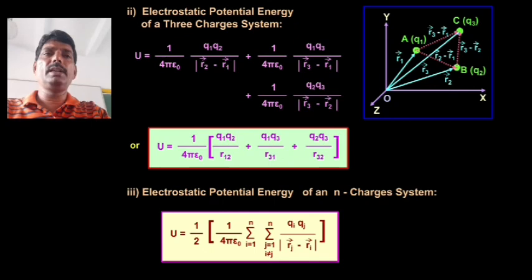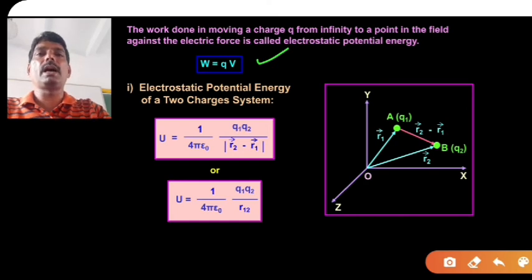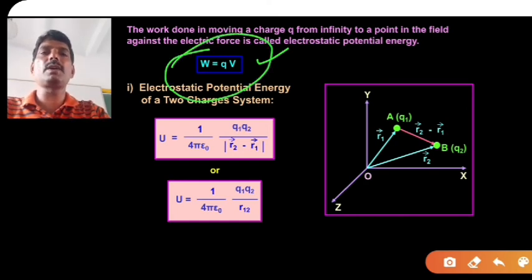Now, if you are proceeding to the electric potential energy due to 2 charges, you have to consider the charges q1 and q2. Ultimately, in that case, your total potential energy U is equal to 1 upon 4 pi epsilon naught q1 q2 upon r12. So here you have used the formula, work done is equal to q into V.